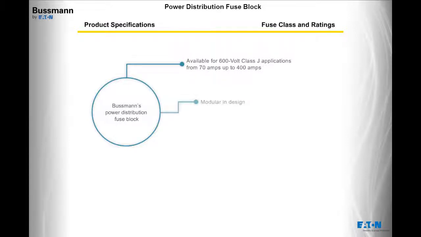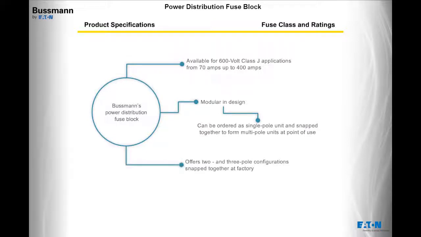The product is modular in design, so it can be ordered as a single pole unit and snapped together to form multi-pole units at the point of use. Bussmann also offers 2- and 3-pole configurations snapped together at the factory for customer convenience.